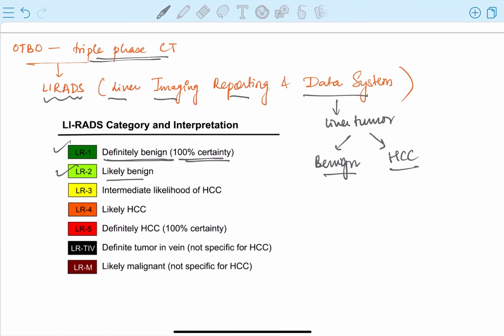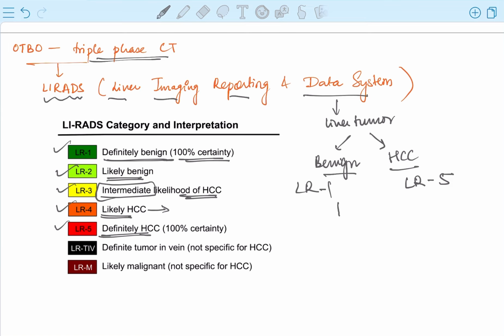LR2 means it's likely benign. LR3 means there is an intermediate likelihood of hepatocellular carcinoma. LR4 is strongly indicative, that is, it is likely hepatocellular carcinoma, and with LR5 we can say it is definitely hepatocellular carcinoma. So hepatocellular carcinoma is LR5, benign is LR1, and LR2, 3, 4 range in between them. 3 is intermediate, 4 is likely.